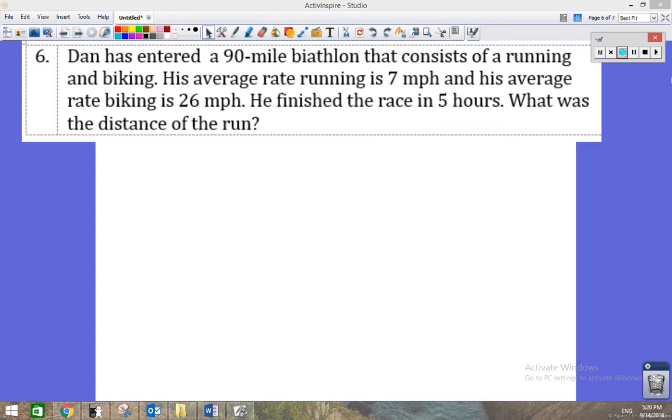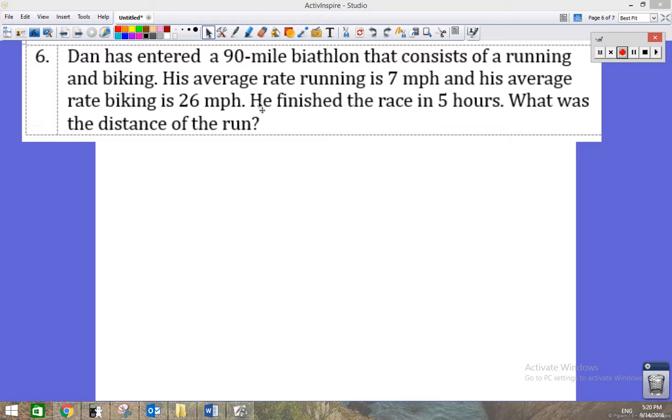Alright, so let's take a look at this problem number 6. We have Dan that has entered a 90-mile biathlon. So this biathlon consists of two parts. You're running through part of the 90 miles and you're biking through the other part of the 90 miles.